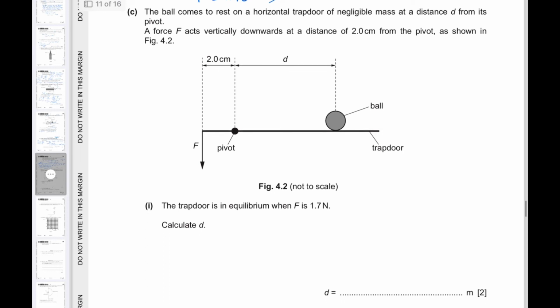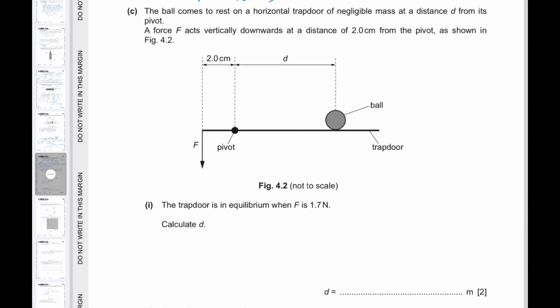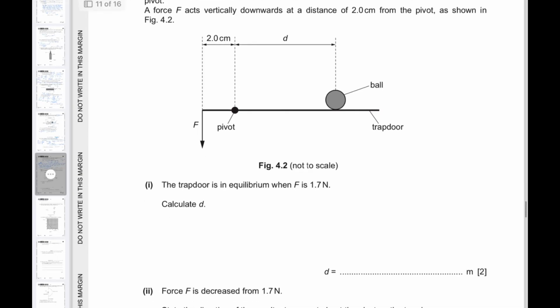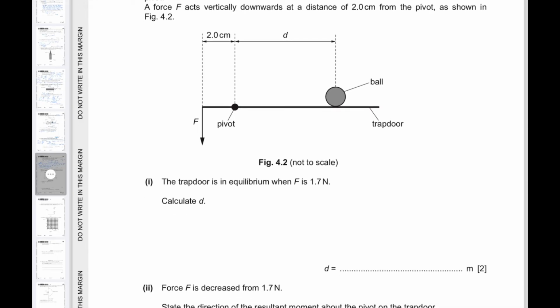The ball comes to rest on a horizontal trapdoor of negligible mass at a distance d from its pivot. A force F acts vertically downwards at a distance of 2 cm from the pivot. Let's just convert this to meters right away. The trapdoor is in equilibrium when F is 1.7 Newton. Calculate d.